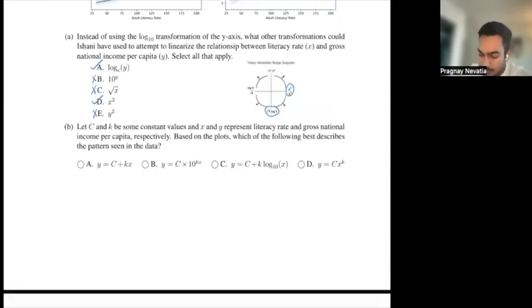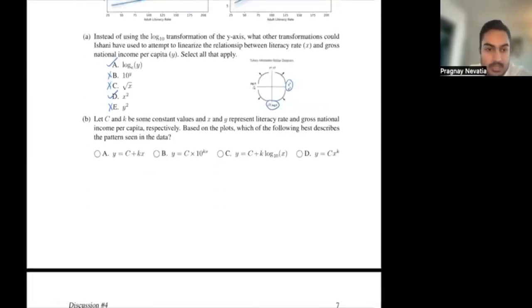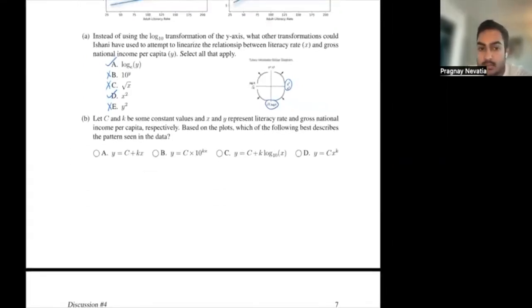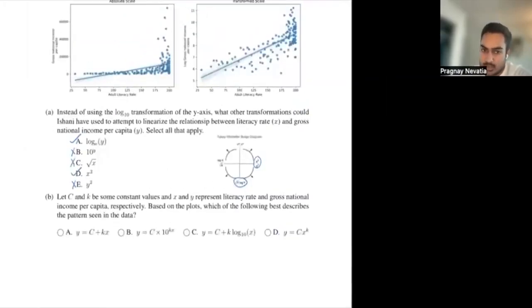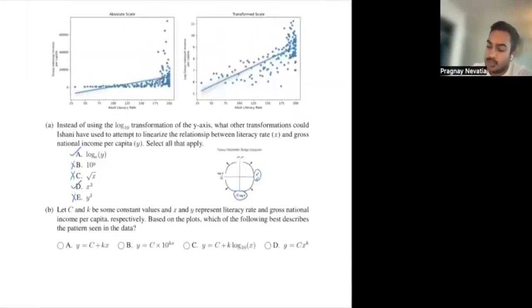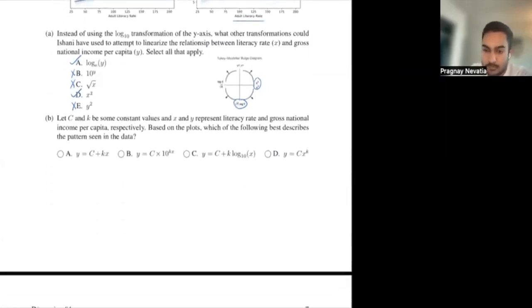Let's talk about part B. Part B is asking that c and k be some constant values, x be the literacy rate, and y be the gross national income. Based on the plots, which is the best way to describe the pattern? So first of all, what is the pattern that we are seeing in the data set? We are seeing that there's a linear relationship between the log of y and the x variable. And how do we model that? So let's start with that assumption.